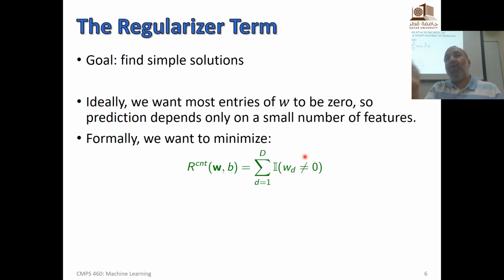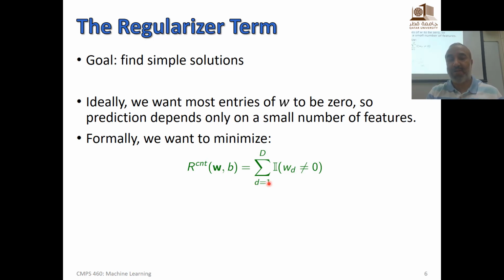So, ignoring or not paying attention to many features means that we will have many 0 weights. So we would like to have many 0 weights to get simpler models. Because many 0 weights means that we will have a small number of non-zero weights, which means that we'll focus on a small number of features instead of many. Is that clear? How can we formalize this?